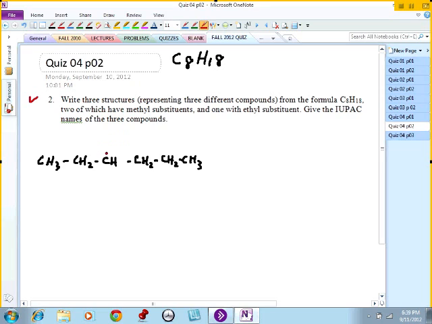So I place one methyl here. And then I decide to place another methyl here. That is a possibility. So what would be the name of that compound? The question is, can you use a skeletal structure? Yes, you could use a skeletal structure.